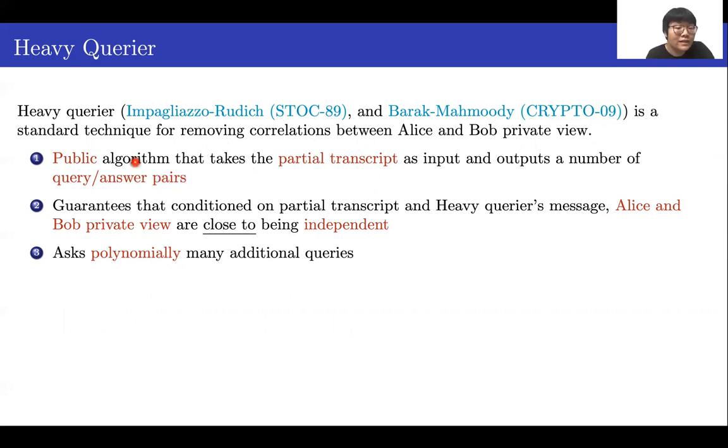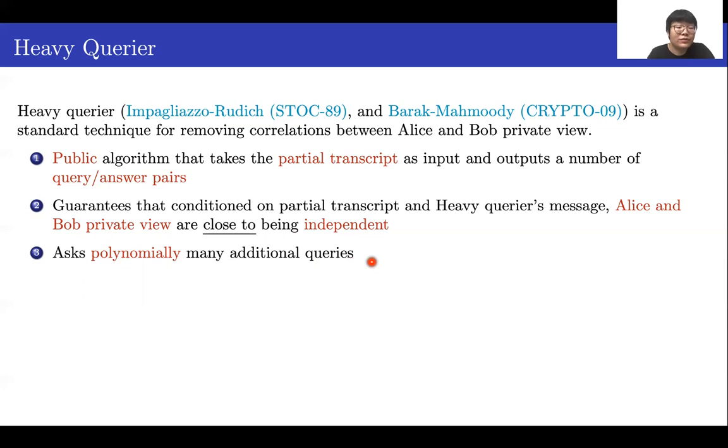Heavy Querier has the following properties. First, it's a public algorithm, meaning that it can be performed by either Alice or Bob. It takes the partial transcript as input and outputs a number of query and answer pairs. Heavy Querier guarantees that, conditioned on the partial transcript and the Heavy Querier's message, Alice and Bob's private views are close to being independent. And the Heavy Querier asks polynomially many additional queries.